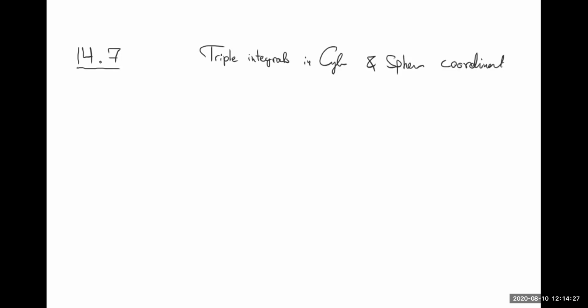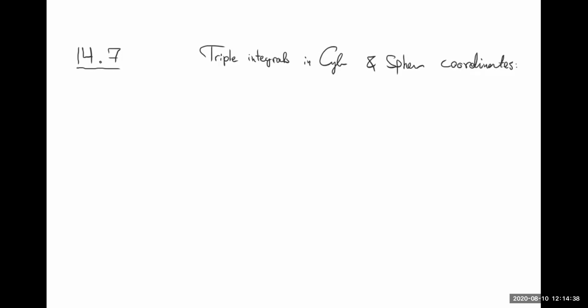We get to section 14.7, triple integrals in cylindrical and spherical coordinates. I like to do one example in each, although it's not really new. It's similar to the double integrals we did using polar coordinates.